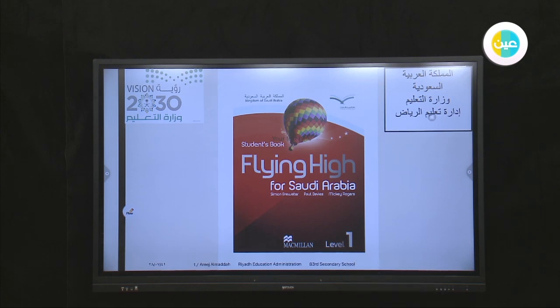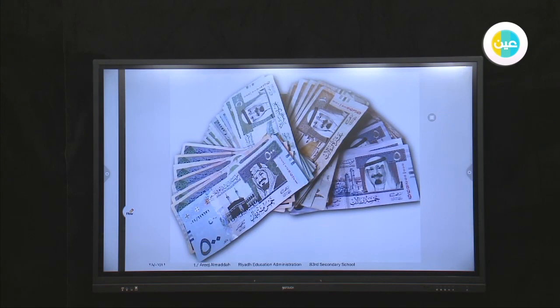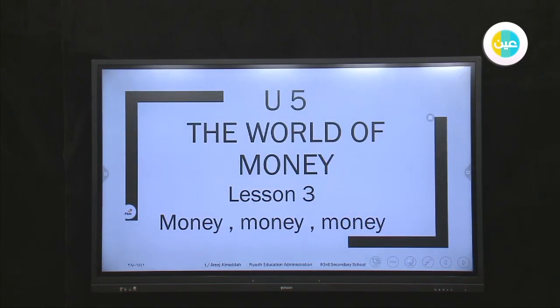We will start our lesson today. It is lesson 3, unit 5. Did you bring your pupil's book, Flying High, level 1? Bismillah ar-Rahman ar-Rahim. Let's start here. What can you see here in this picture? We have notes of Saudi riyals. So we will talk about money, the world of money. Let's watch this video, then we will complete our discussion.